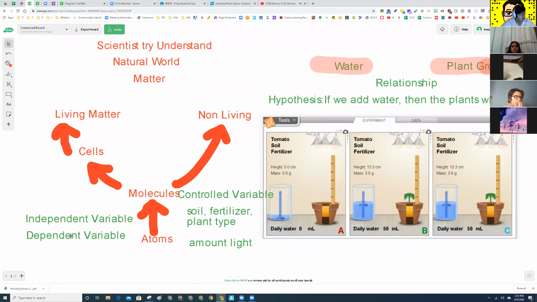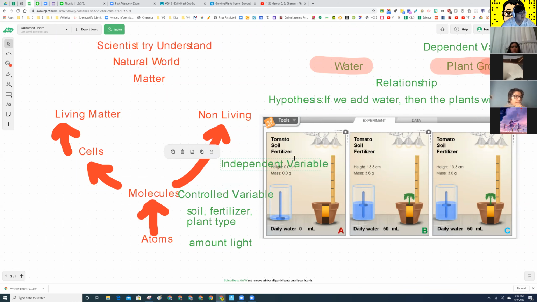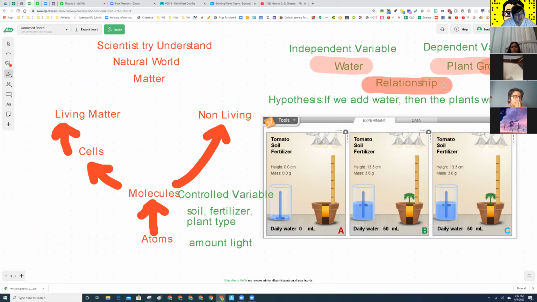The growth. The growth, very good. What did the growth depend on? The water. The water, that's right. And so that's how you figure out your other two, right? So in every experiment, you're always studying a relationship, right? And in that relationship, there's always an independent variable and a dependent variable. Something is causing something else to happen, and that's what we're taking data on. Does that make sense? Yes.